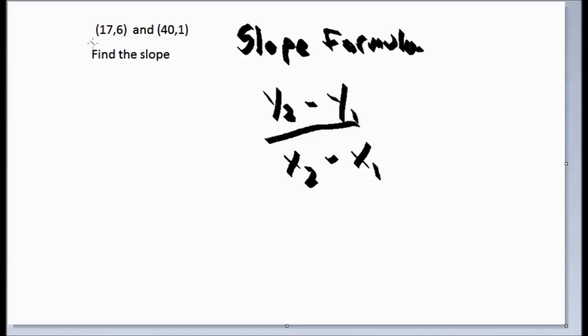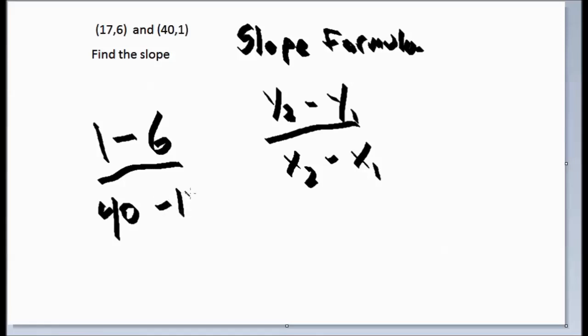We have a problem here. It's asking us to find the slope between 2 points, 17,6 and 40,1. Find the slope. The slope formula is given by y2 minus y1 divided by x2 minus x1. So in this particular case, our y2 would be 1, so we would have 1 minus y1, which is 6. 1 minus 6 divided by x2, which is 40, minus 17.